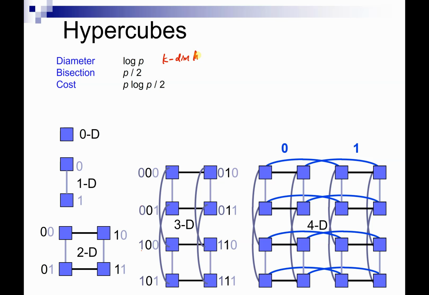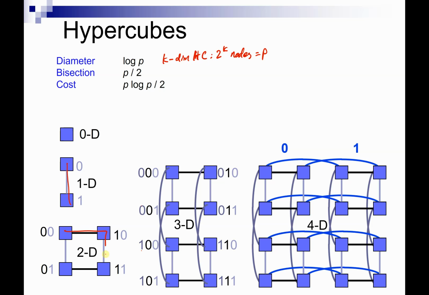So in general, for the k-dimensional hypercube, let me just abbreviate that HC, we're going to have 2 to the k nodes in this k-dimensional hypercube. So therefore, if p is your number of nodes, then this 2 to the k is equal to p. And so therefore, the dimension of the hypercube is equal to log of p. And you can see that the dimension of the hypercube is equal to the diameter of the hypercube.